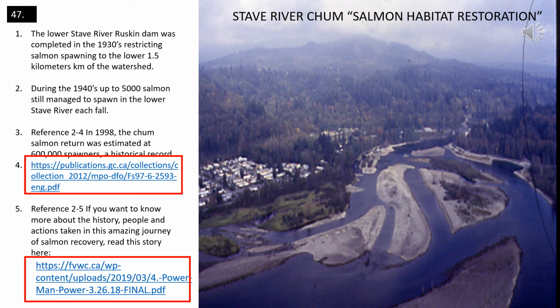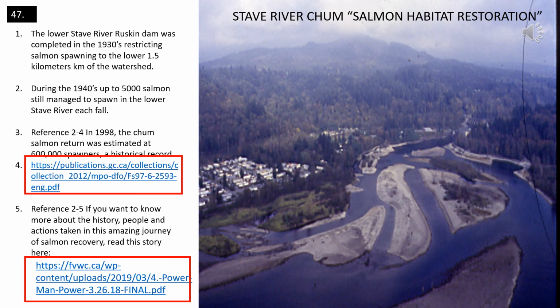You can see the dam at the upper right piece of this slide. 1.5 kilometers, largely in the area that shows this light colored gravel that's been recently disturbed. Now in the 1940s, within a decade of dam construction, there were still up to 5,000 salmon managing to spawn in the lower Stave River.